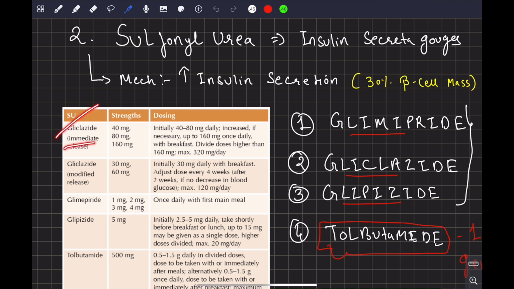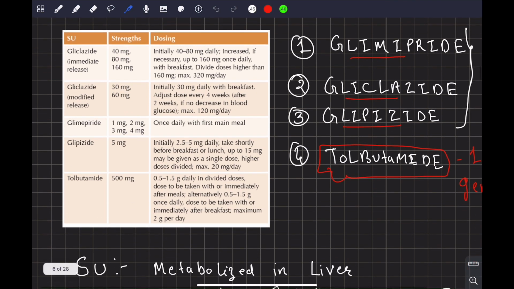So there is gliclazide, immediate release and modified release. These are the doses: 40, 80, 160, and modified release 30, 60, right? So glipizide is 5 mg, and initially 2.5 to 5 mg daily. Take it shortly before breakfast or lunch, right? With glipizide, you have to take it before breakfast or lunch, up to 15 mg. It may be given as a single dose, or if you go for higher doses, like 20 mg per day, you need to give it in divided doses.